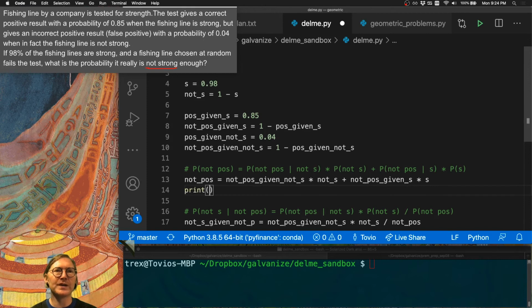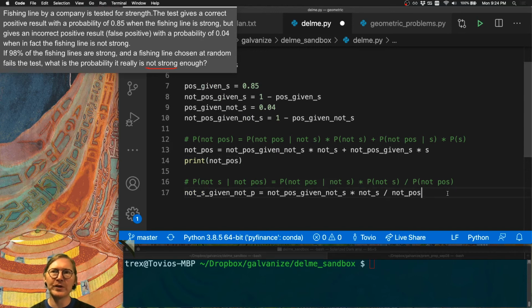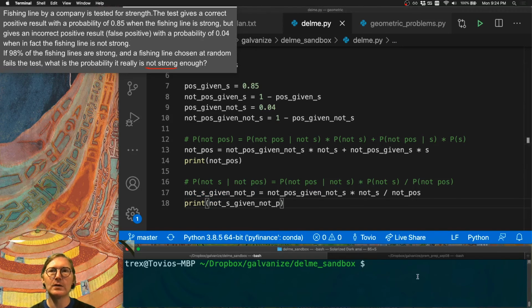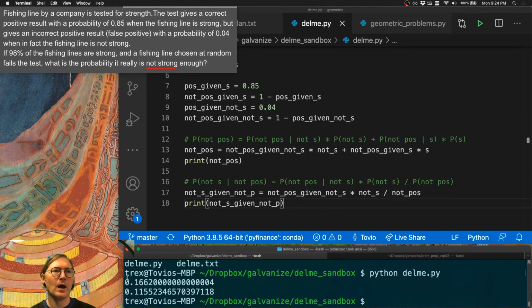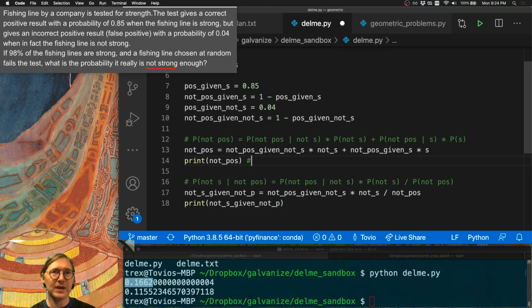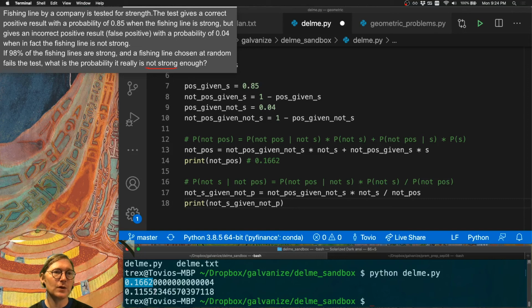So we should be able to just print these. I'm going to go ahead and print the not positive value, our law of total probability calculation. I'm going to also print our not strong given not positive. And let's see what we get with that. Python delme.py. And it looks like the probability of it being not positive is 0.1662. And the probability of the line not being strong, given that it's not positive, is 0.1155.